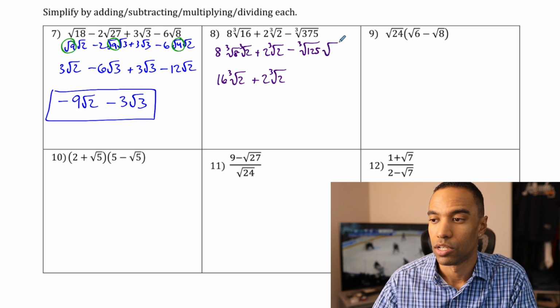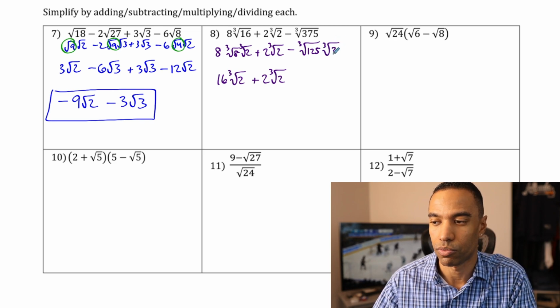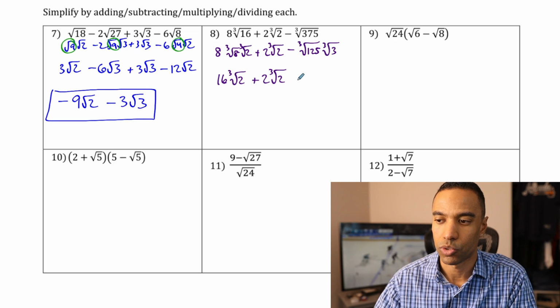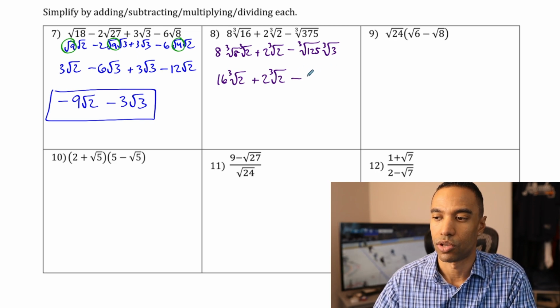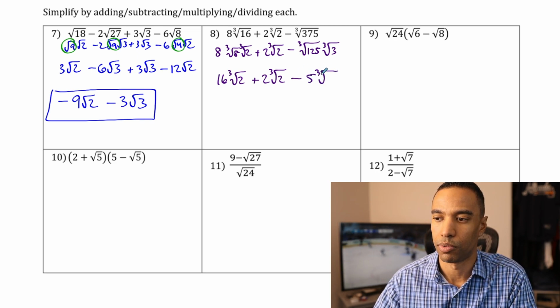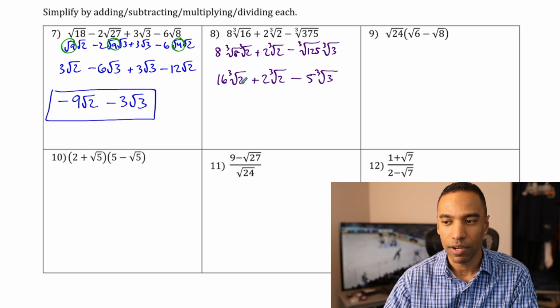It's 5 cubed. So the cube root of 125 times the cube root of 3. The cube root of 125 is 5. So that becomes minus 5 cube root 3. It doesn't seem like that can combine with either of these.